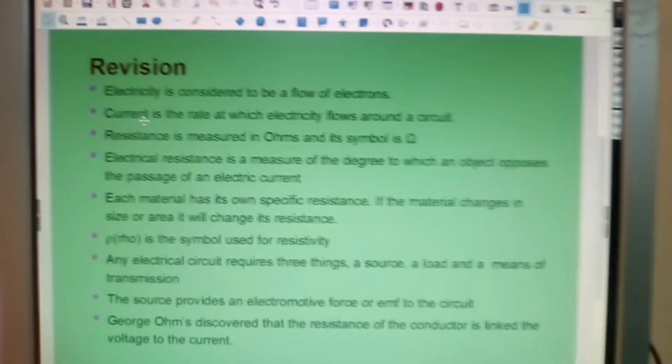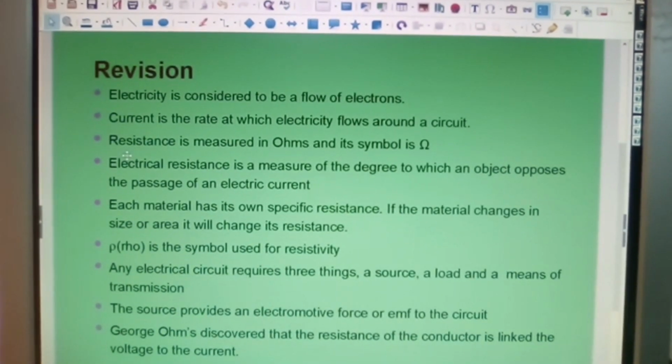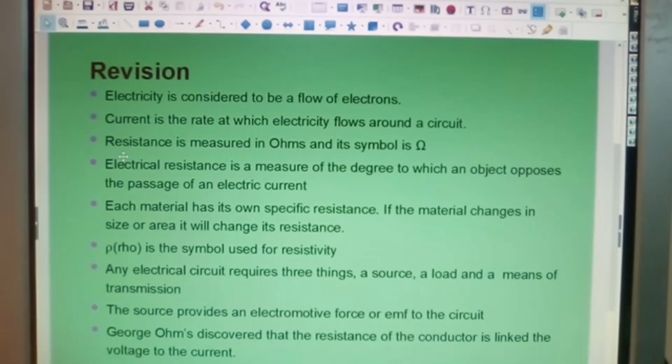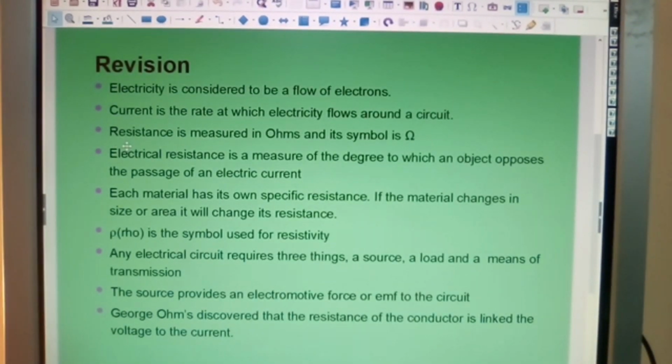Pure revision here, I don't need to do anything further on this. Electricity is considered to be a flow of electrons. Current is the rate at which electricity flows around a circuit. Resistance is measured in ohms and its symbol is the omega.